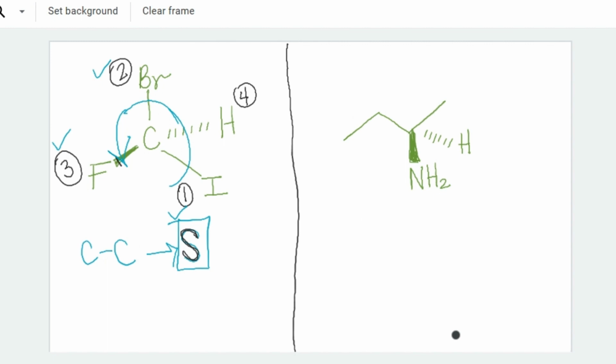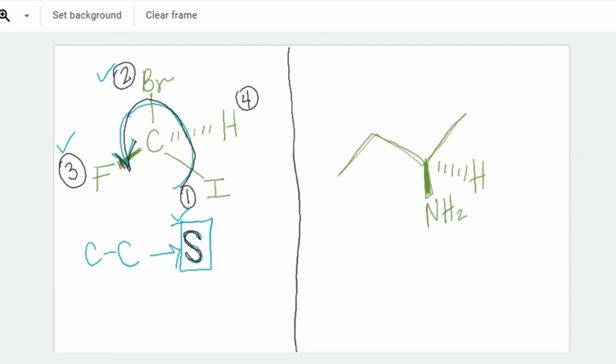So we have, first of all, did the priority, then we drew the circle, and then when we did that, we determined that the fourth priority is going out of the page, going away from us. So that means the clockwise is R, but we had the counterclockwise, so we're going to determine it to be S. So now we go to the next question.